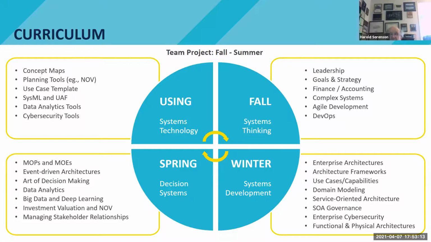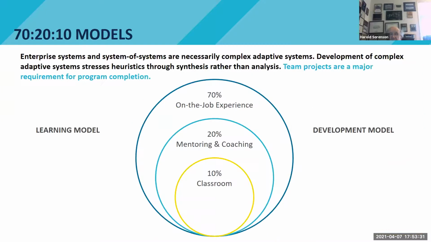We do lots of tools. This is just an indication of some of the tools that students will get and use. Okay, so that's what we study in the program. Systems thinking, which gets us started. Architecting, which means what we mean, and then how that ties to making decisions in the spring quarter. Next chart.